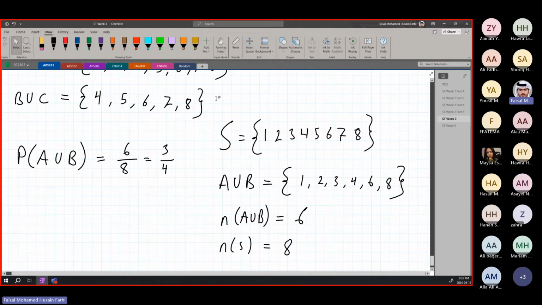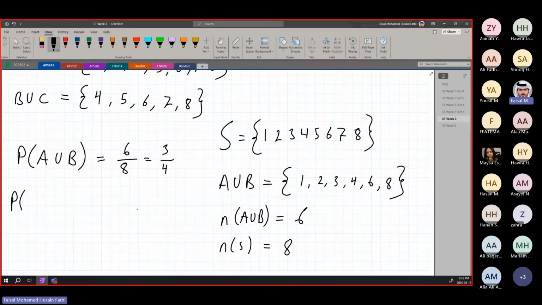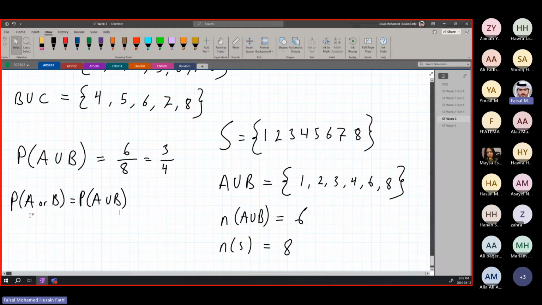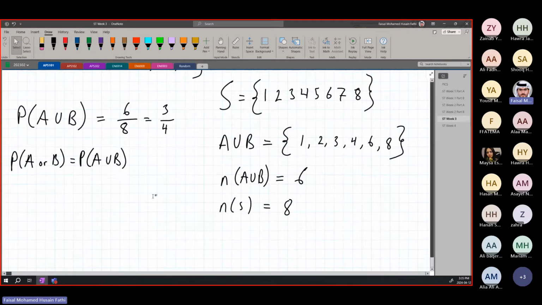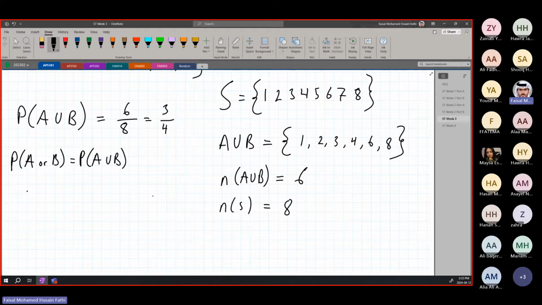And then this is obviously too tedious, too long. How many times are we going to have to do union A, union B, all of that? So P of A union B is simply P of A or B. It's the same thing as P of A union B. And so, if event A or event B is happening, it is going to be addition, which is going to be P of A plus P of B minus P of A intersection B, which we will look at in a little bit.